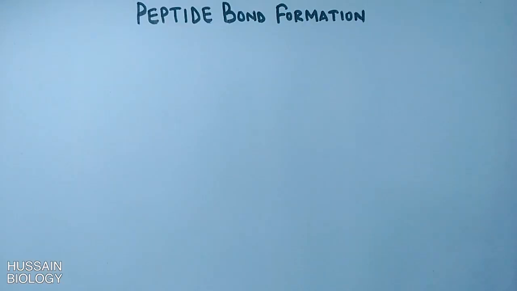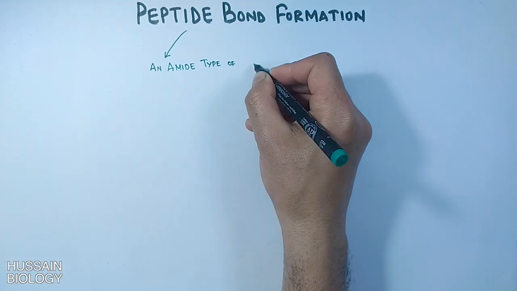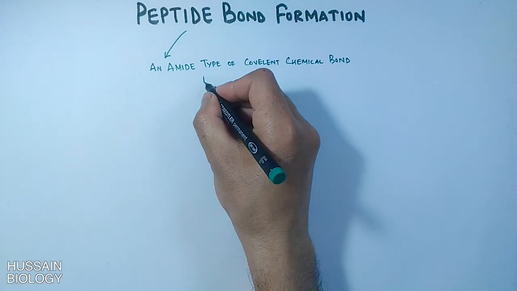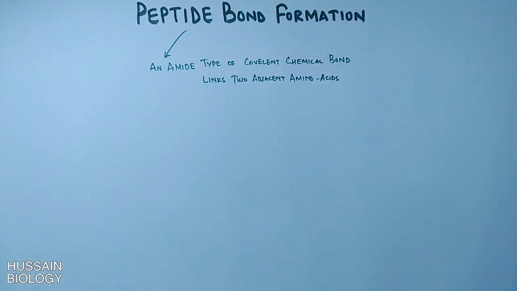In this video, we'll be discussing peptide bond formation and its properties. We see the peptide bond is an amide type of covalent chemical bond. It links two adjacent amino acids.